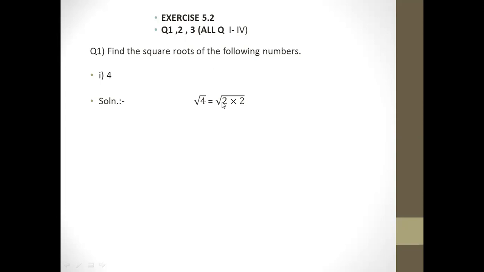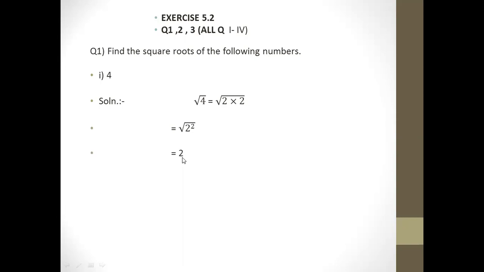When you factorize 4, you know that it is 2 multiplied by 2. When you factorize the number into prime factors, 2 is present how many times? 2 times. So you can write it as 2 power 2. Why 2 power 2? Because this 2 is present 2 times. Therefore, we write it power 2. And now this power 2 and the square root, whose value is 1 over 2, cancel with each other and we get the answer 2.